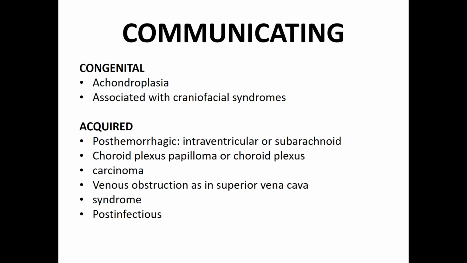So, what are the acquired causes? Acquired causes are those which develop later on. These are post-hemorrhagic, intraventricular, or subarachnoid, choroid plexus papilloma or choroid plexus carcinoma. In both these cases, there is an increased production of CSF by the choroid plexus, or venous obstruction as in superior vena cava syndrome, or post-infectious. So, these all are the acquired causes of communicating hydrocephalus.